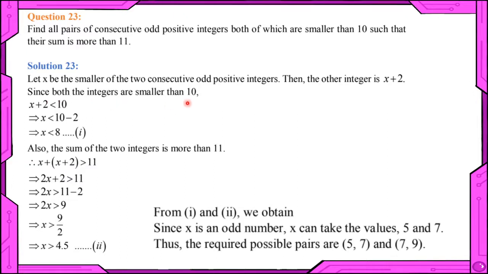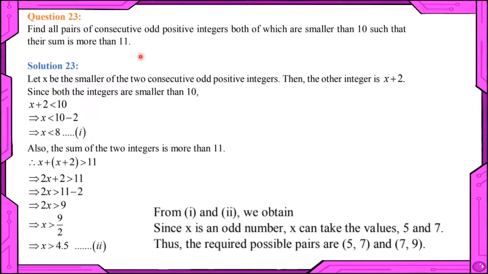Since both the integers are smaller than 10, we can say the greatest number out of these two, one is x, the other is x plus 2, so the greater number is less than 10. Then definitely x plus 2 is less than 10, so x is less than 8. Right? This is the first inequality.